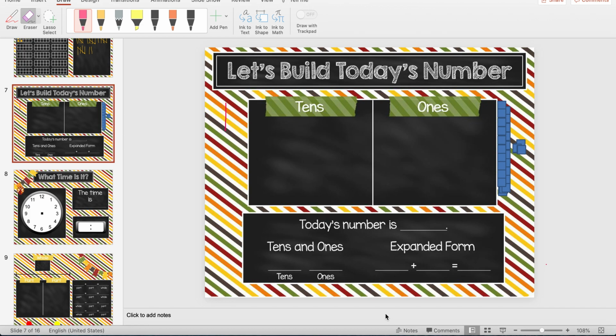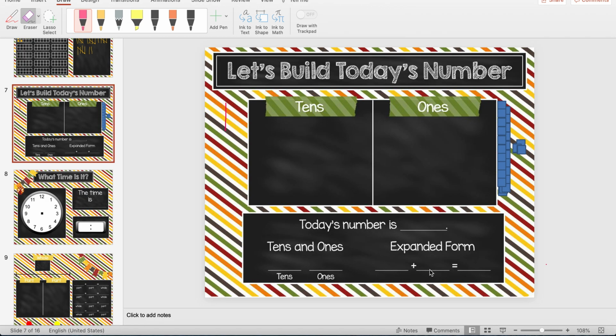Friends, we have been working on building numbers with base 10 blocks and with manipulatives for this week. Today, we're going to work on a brand new skill, and it's called expanded form. So everybody say that with me. Expanded form. And really all that means is that we are putting our place value into a number sentence.